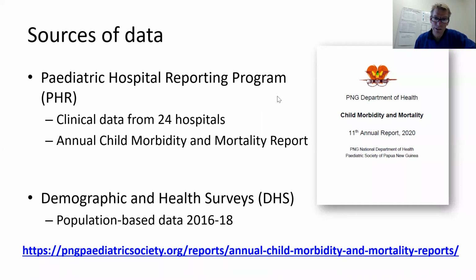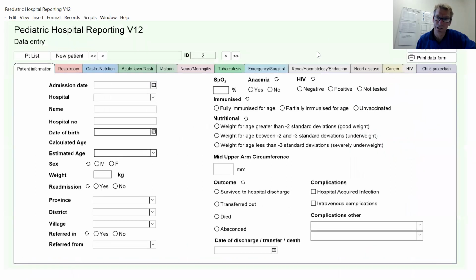Sorry. This is the 11th annual Child Morbidity and Mortality Report, and I think you'll see as we go through the data that there has been some real progress in certain areas. And I hope that it illustrates to you the sort of changing nature of the epidemiology of child health. So this is the program.